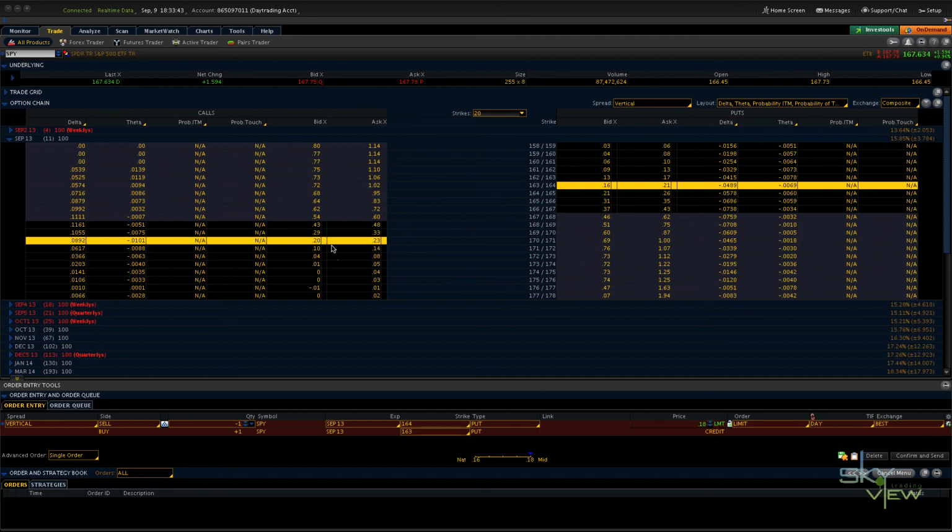So adding the call spread to the put spread increases your return on capital, but it lowers your probability of success versus a strangle or just a vertical credit spread.